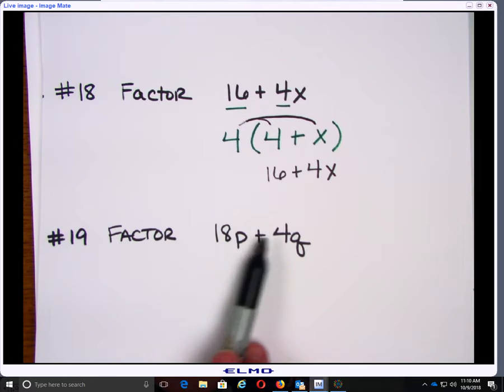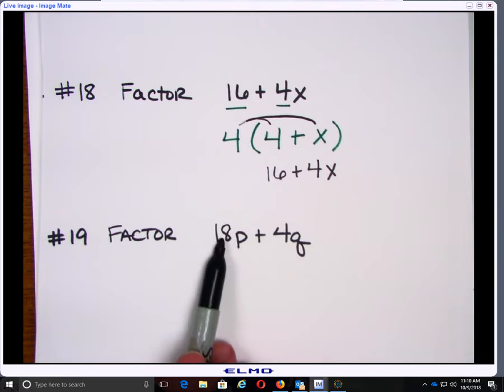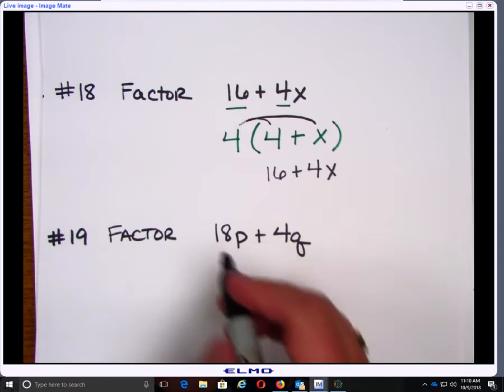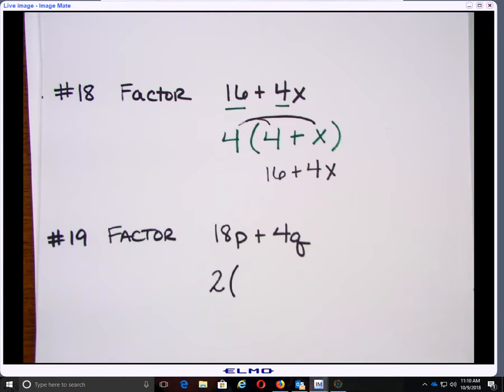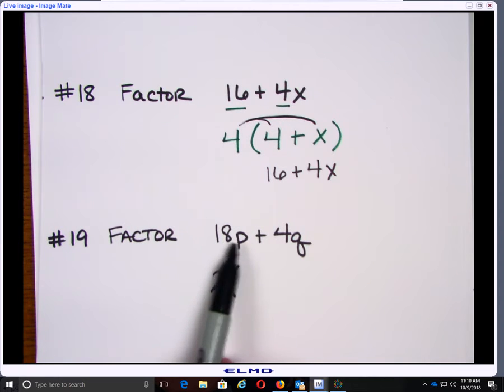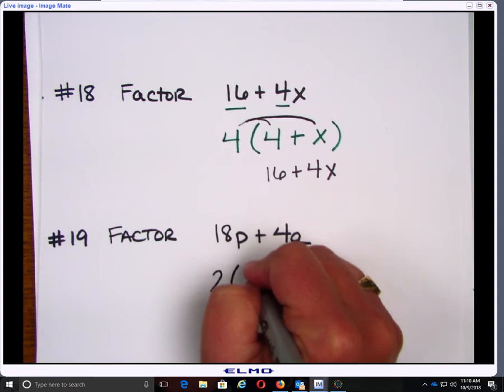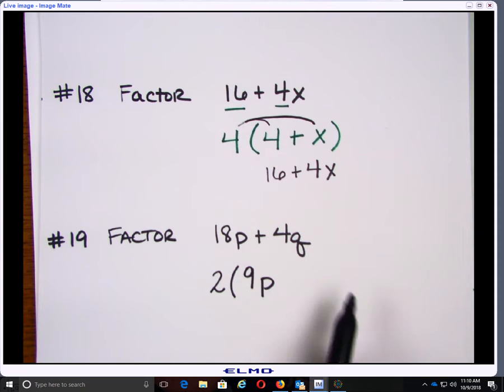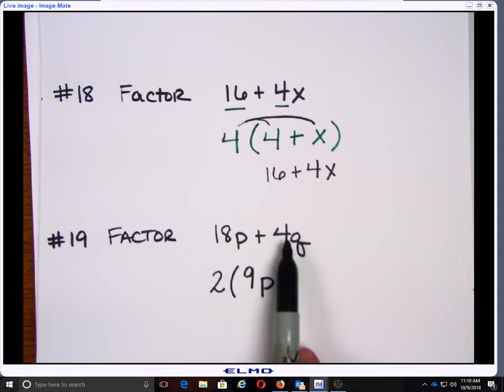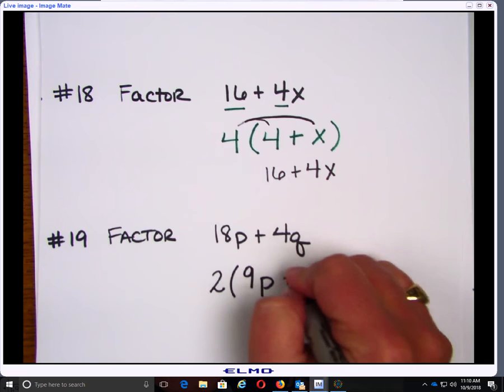We have an 18 and a 4. Well, 4 doesn't go into 18, so I have to think smaller. So I'm going to think 2 is the largest number, so I would factor out the 2. Again, now if I factor out the 2, I ask myself, what times 2 gives me back 18p? Well, to go from 2 to 18, I'd need to multiply by 9, and to get the p, I'd need a p. To go from 2 to 4, I would need a positive 2.